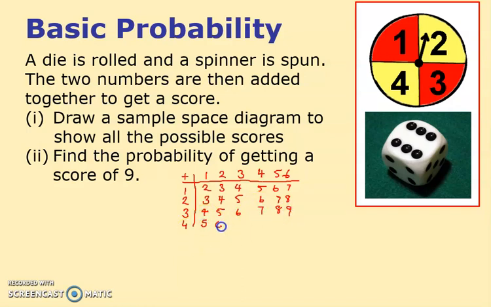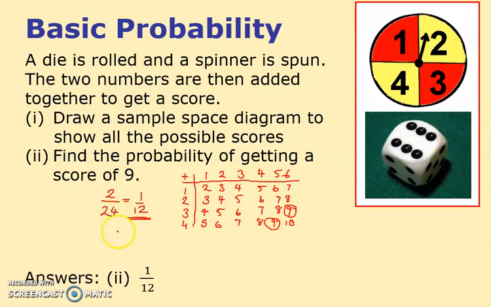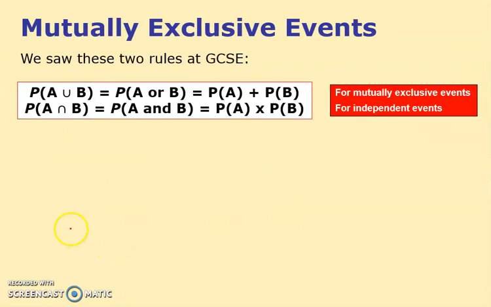So this is my last row. What's it say? Find the probability of getting the score of 9. Well, it just seems to be 2 9s. So that sounds to be 2 out of 4 times by 6 is 24. So 2 out of 24, which is obviously a 12. What's the answer? A 12, there you go.